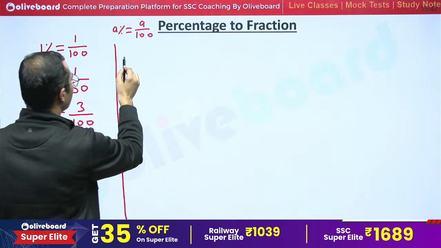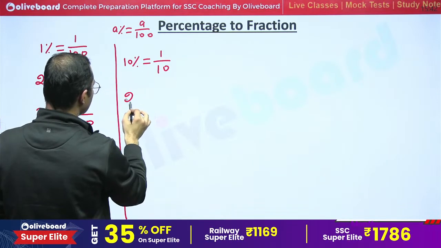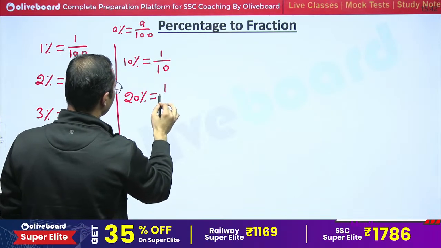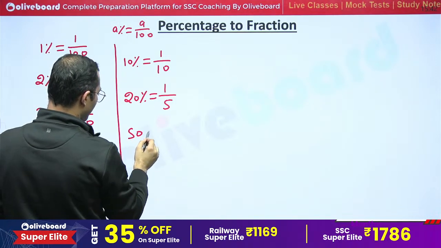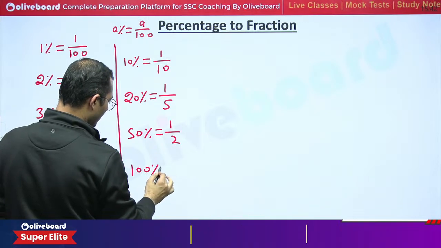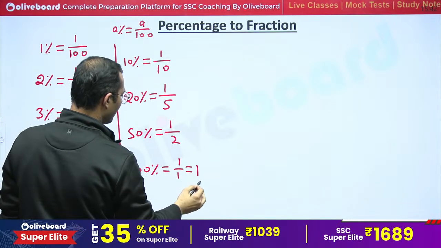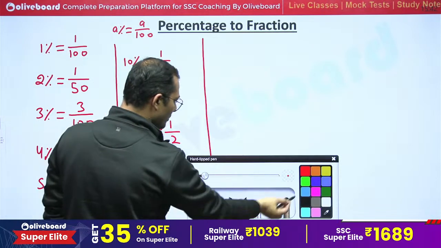So we can say that 10% is equal to what? 1 upon 10. 20% is equal to what? 1 upon 5. 50% is equal to what? 1 upon 2. And 100% is equal to what? 1 upon 1, that is 1, right? So these are the basic percentage values, right? So we use all these.